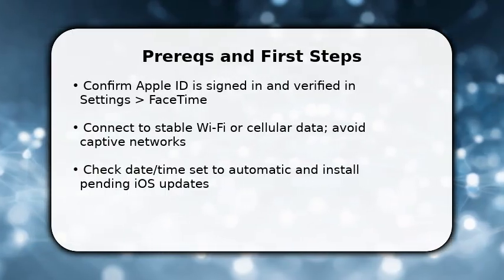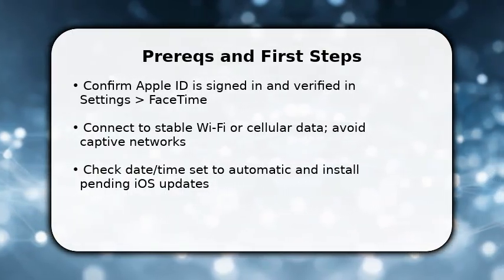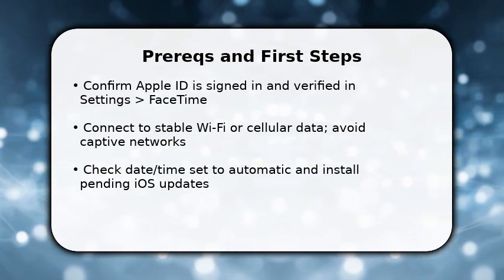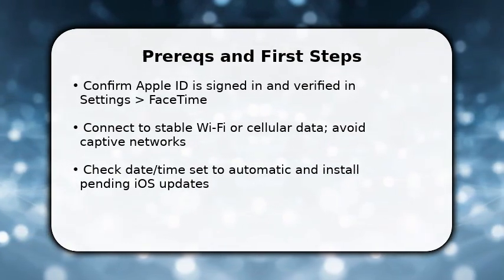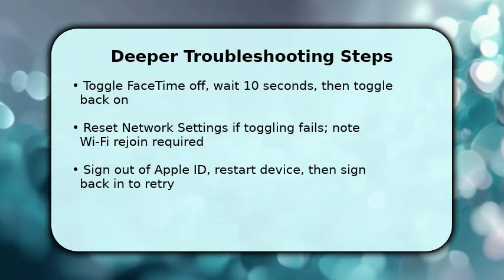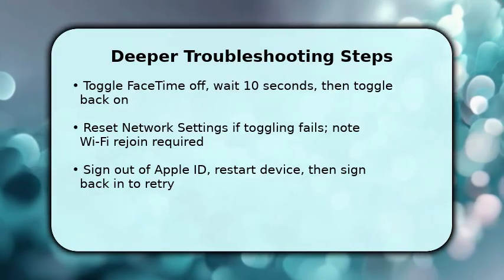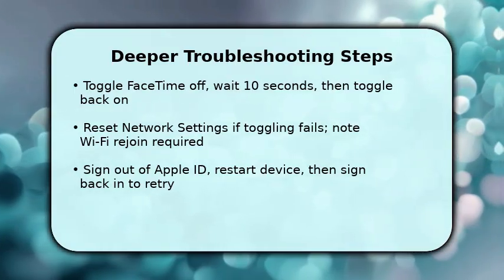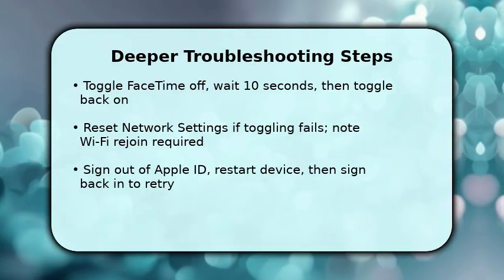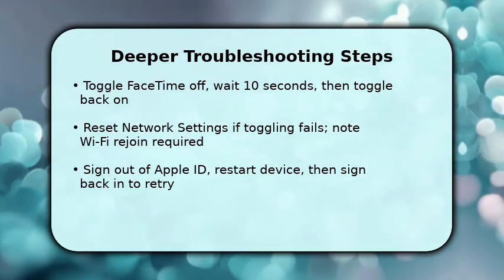If you have a carrier SIM, keep it inserted. Those first checks eliminate common roadblocks and let the FaceTime attempt act. Next, you perform the hands-on fixes that usually resolve activation hangs. Start by toggling FaceTime off, wait about 10 seconds, then toggle it back on so the device requests activation again.